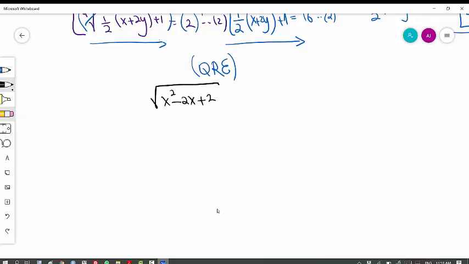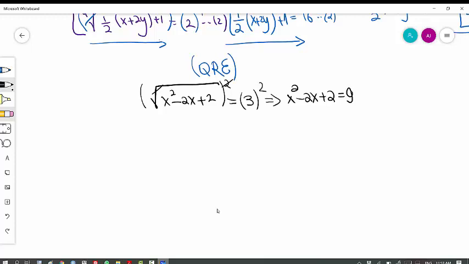Okay. The third type of radical equations is the quadratic radical equation, such as x squared minus 2x plus 2 under the second root is equal to 3. In order to solve this, of course, we raise everything to the power 2. From here, 2 and 2 are cancelling out. What remains is x squared minus 2x plus 2 is equal to 9.